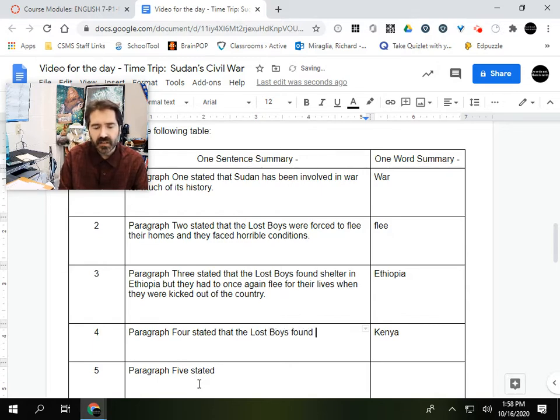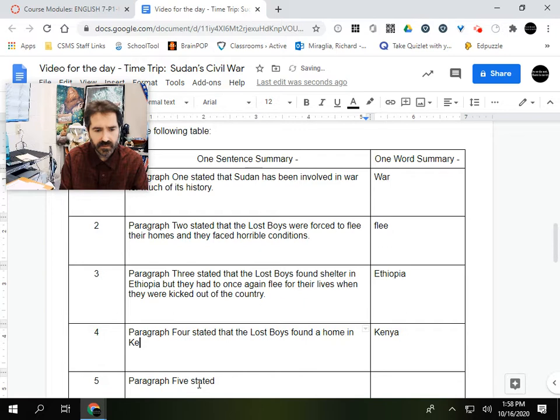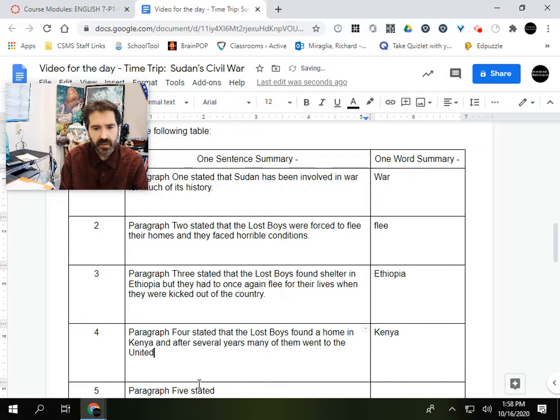Paragraph 4 stated that the Lost Boys found a home in Kenya. And after several years, many of them came into the U.S. John Dow came to Syracuse, New York. That's where he ended up when he came from Kenya.